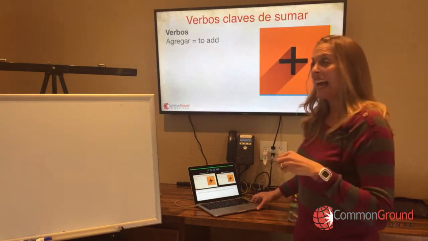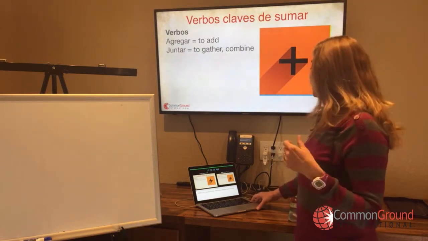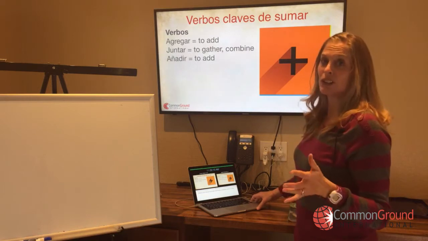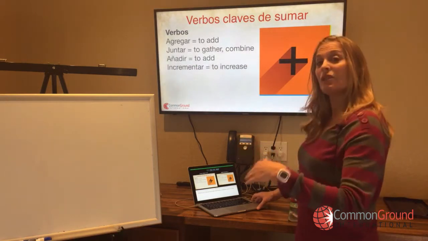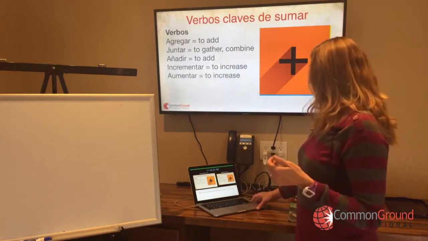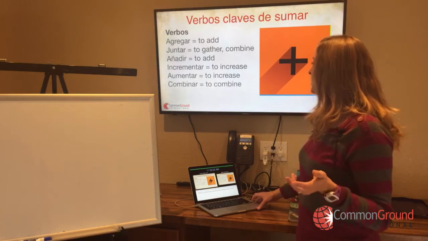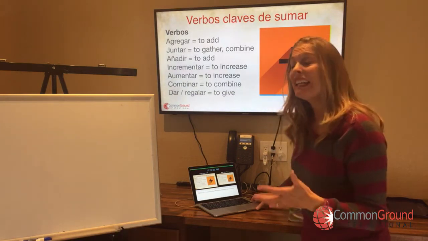Agregar is to add. Juntar is to gather or to combine. Añadir, otra palabra para add. Incrementar, to increase. Aumentar, otra vez, to increase. Combinar, to combine. Y dar o regalar, to give.